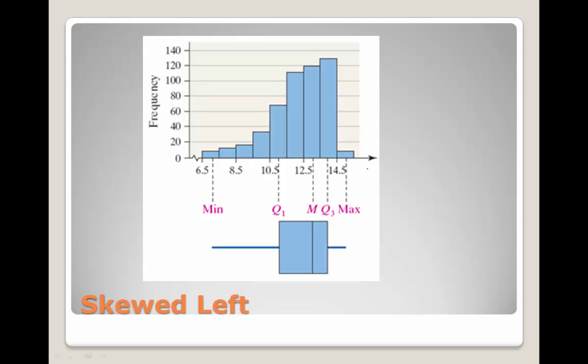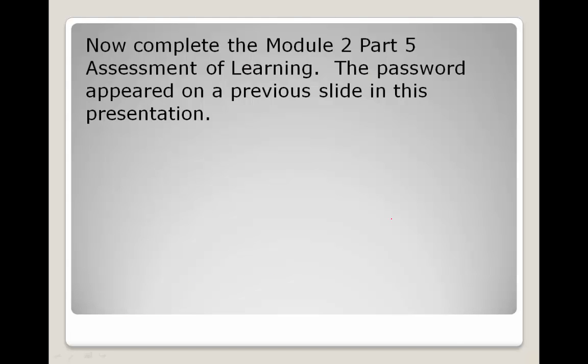And this data is skewed left. And again, we have the histogram that we looked at in a previous lesson, and this is what that same data looks like with a 5-number summary, and you can see the longer whisker on the left. So this data is skewed left.